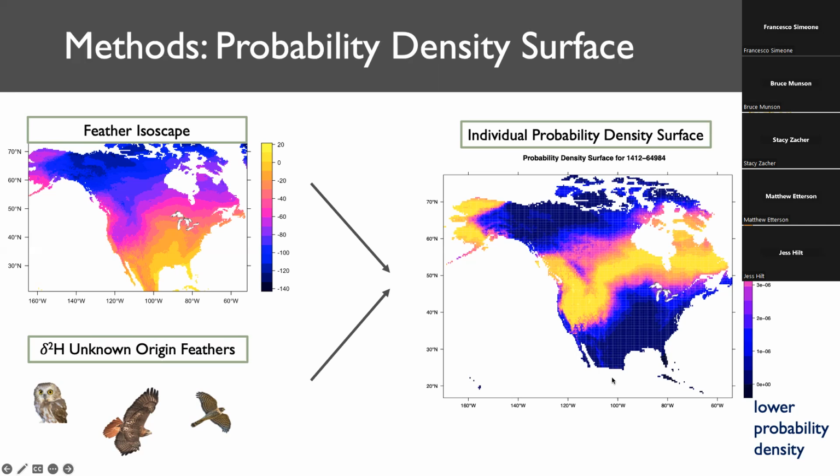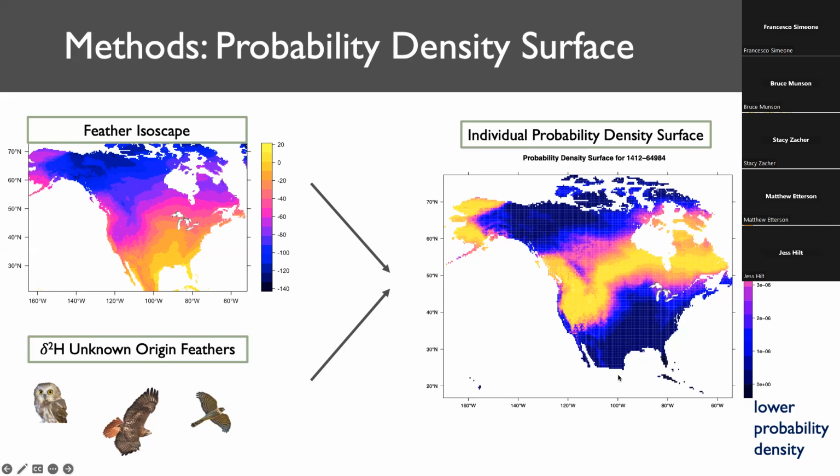So most importantly for you to understand is that the parts of the map that are lighter or yellow are higher probability areas of origin for an individual, whereas the darker, bluer regions are lower probability. So high probability and low probability.